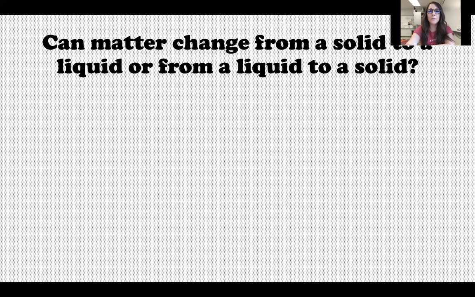All right, so last question before we do our investigation. So we talked about solids, liquids, and gases. I want to know, can matter change from a solid to a liquid, or from a liquid to a solid, or maybe from a liquid to a gas, or maybe from a gas to a liquid? Or is it just stuck forever? Yes, it can change.